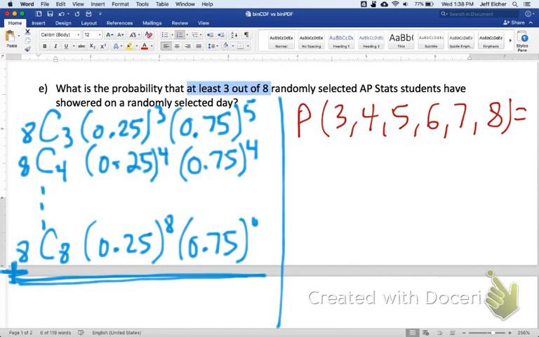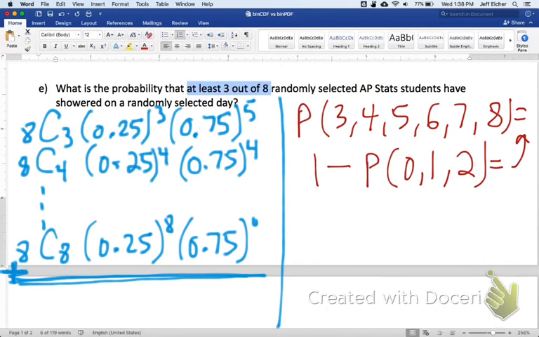Usually on the AP exam, they wouldn't ask you to do all those. They would give you one a little more accessible, like the previous one, where you could just do a complement. And the complement's what I want to talk about. Over on the right in red, we have the probability of 3, 4, 5, 6, 7, 8. That's at least 3. So we could do the probability of 0, 1, 2, and then subtract from 1. 1 minus the probability of 0, 1, 2 would be equal to the probability we're looking for.